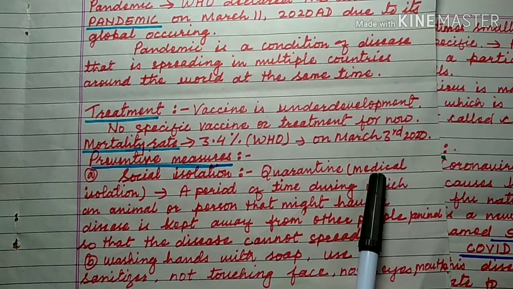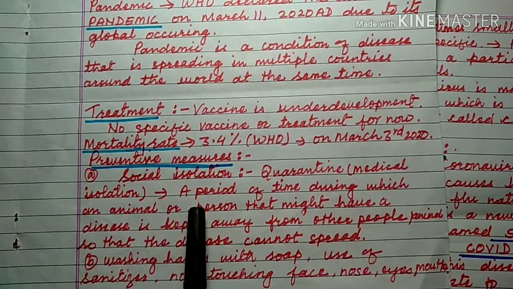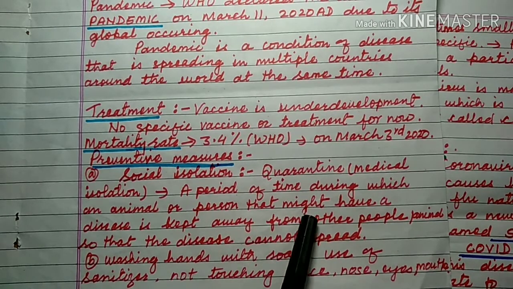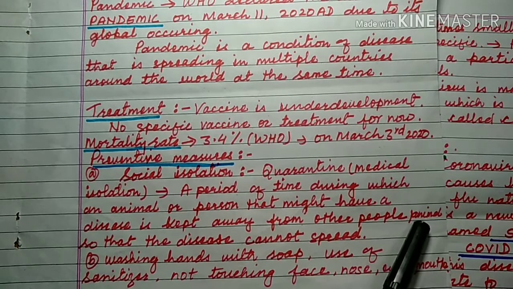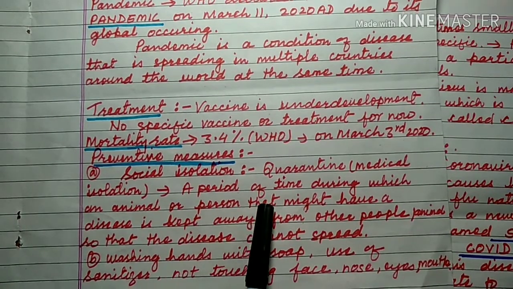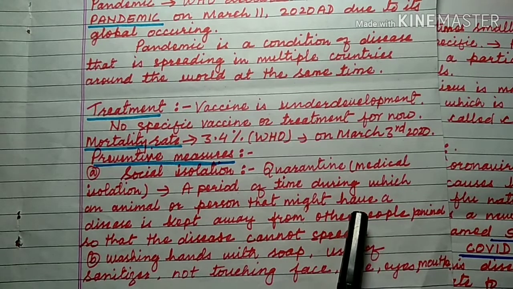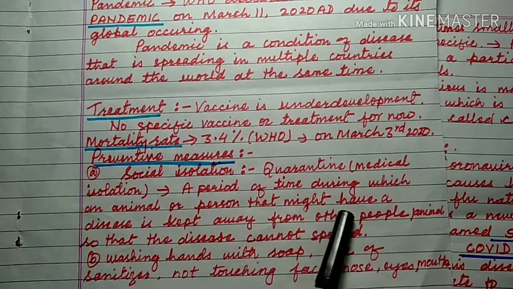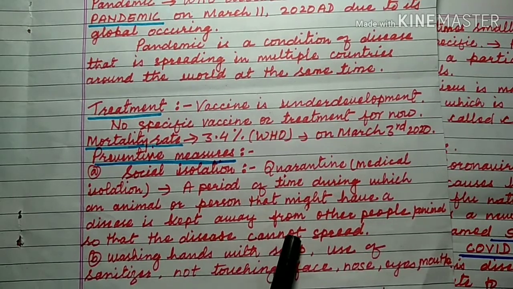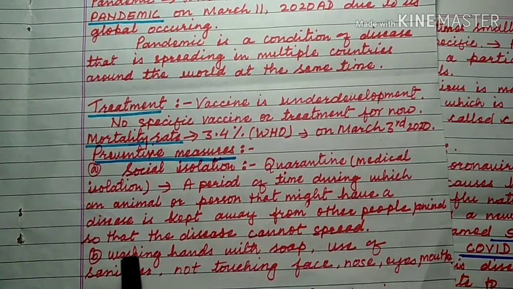Quarantine is a word used for medical isolation, a period of time during which an animal or person that might have a disease is kept away from the other people or animals so that the disease cannot spread. Quarantine is a time period in which a person that might have a disease is kept away, separated from the other people so that disease will not spread.